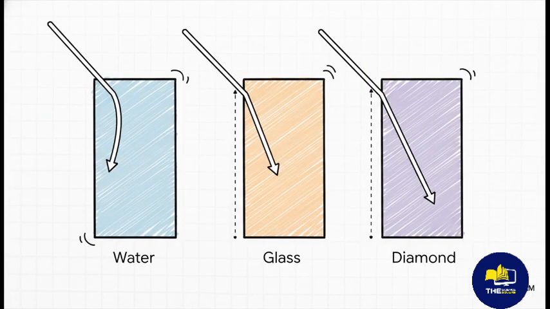But here's the thing, light doesn't bend the same way through everything. Every material has this property called an index of refraction. You can almost think of it as a bending score. Water has one score, glass has a higher one, and diamonds, they have a really high score, which is exactly why they bend light so dramatically and give us that signature sparkle.